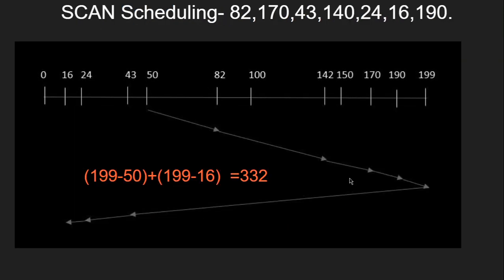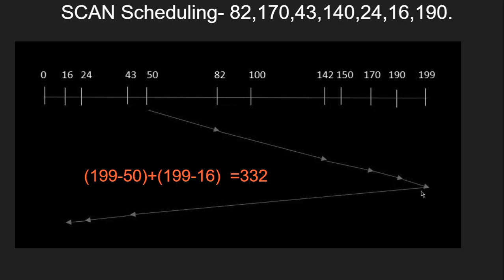Then coming to the next algorithm, SCAN scheduling. As the name implies, the scan goes from left towards the right and then it comes back to the left. So here the starting position is 50 and the next one is 82. 82 is served, and from 82 it has to go to the next position on the right, the higher value. So it will go to 140, then to the next value which is 170, then to 190, and it will reach till 199 because it is the scan algorithm. It will scan till the end.